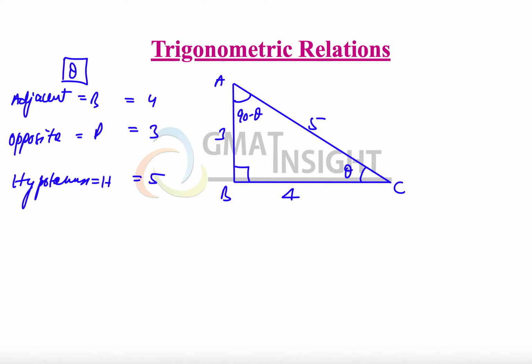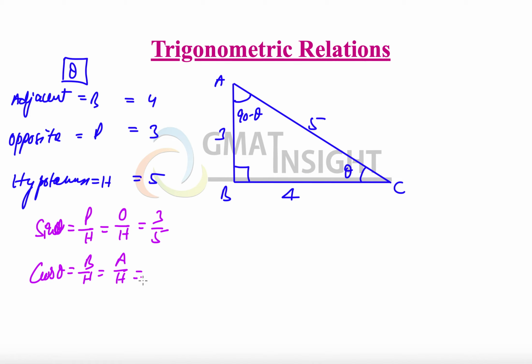Now we can quickly find out the relationships here. That sine theta is equal to perpendicular over hypotenuse, or we can say the opposite over hypotenuse, can be written as 3 over 5. Cos theta, which is base over hypotenuse, or we can call it the adjacent over hypotenuse, is equal to 4 upon 5, because the adjacent is 4. And the tan theta, which is equal to perpendicular over base, or you may call it the opposite over adjacent, is equal to 3 over 4.